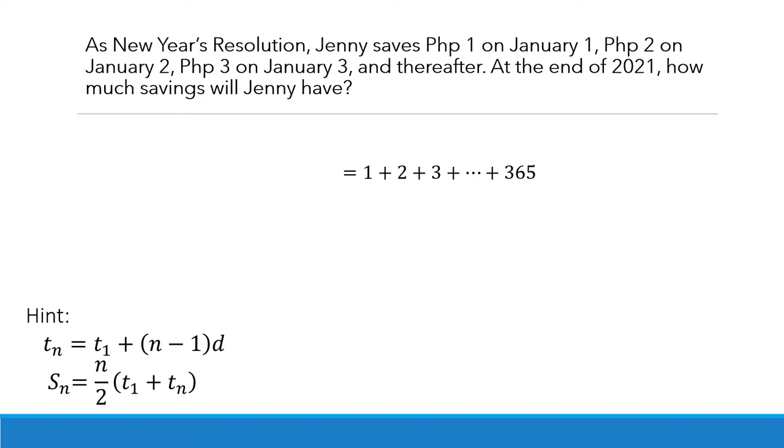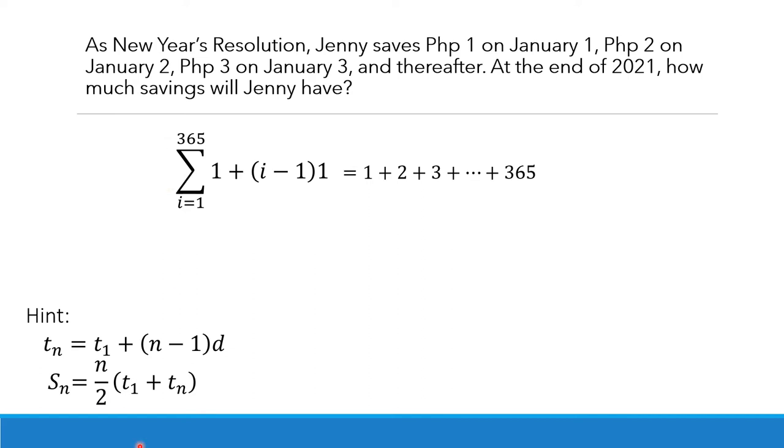In our sequence, the first term is 1 and the common difference is also 1. Now, following the format, we will have the summation of 1 plus the quantity i minus 1 times 1, where i starts from 1 until 365. We replace n by i in the formula, okay? Then our starting index would be 1 and our final index is 365, since there are 365 days in the year 2021.